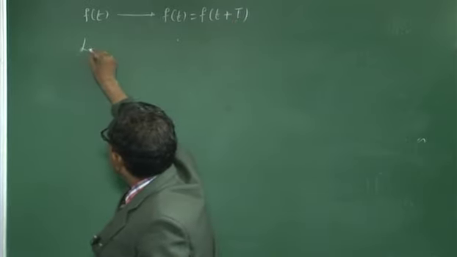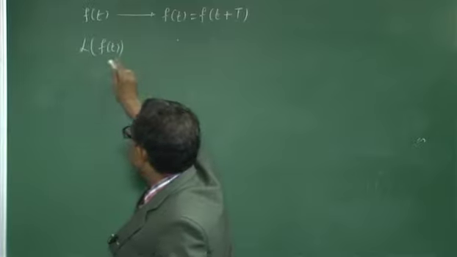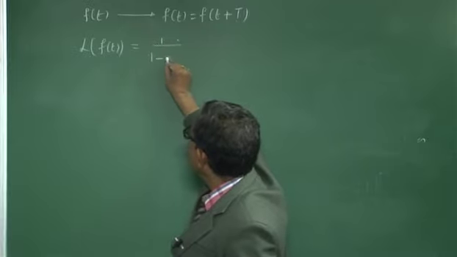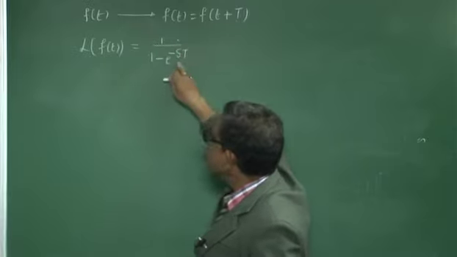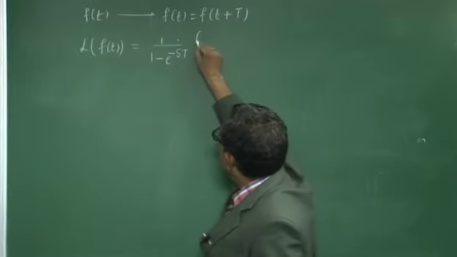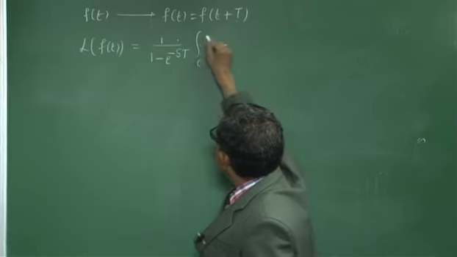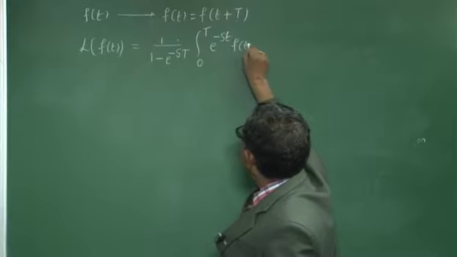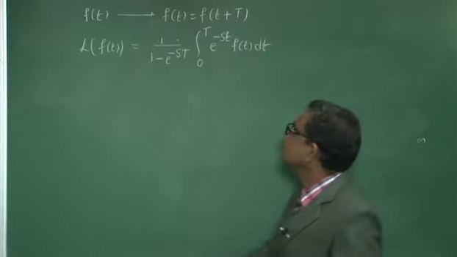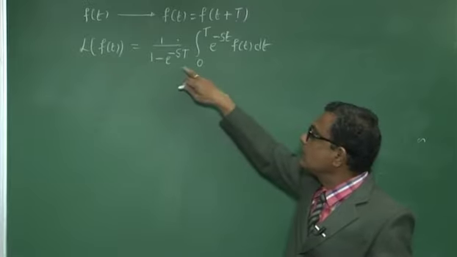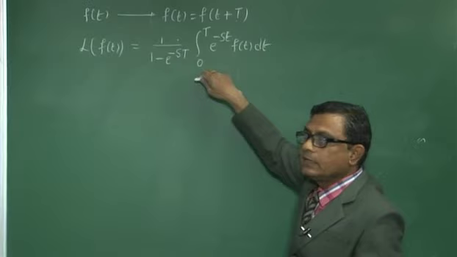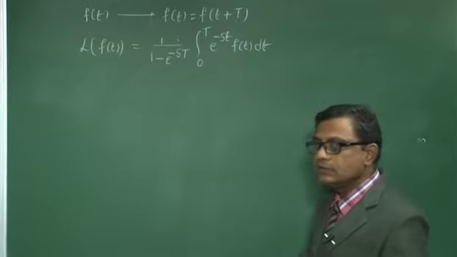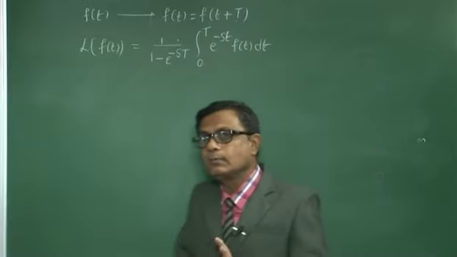Then if you take its Laplace transform, L of f of t is equal to 1 divided by 1 minus e raised to minus s into capital T, integration 0 to capital T of e raised to minus st f of t dt. This is the formula for the Laplace transform for a periodic function.